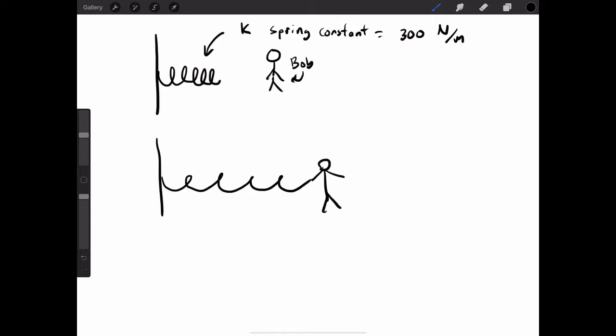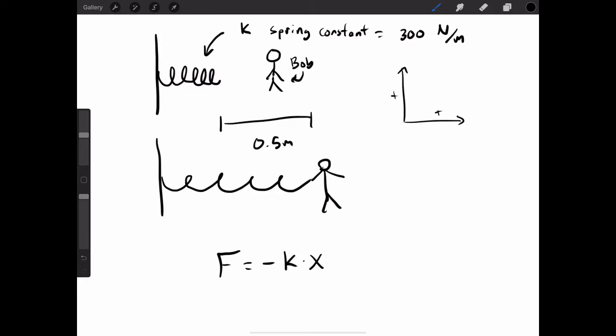All right. So he's going to stretch this spring, let's say, 0.5 meters. If we want to find the force, remember, force equals negative k times x. Now, is our x going to be positive in this case? Let's set up our coordinates, where to the right is positive and up is positive. So in this case, we're going to stretch it positive to the right by 0.5.